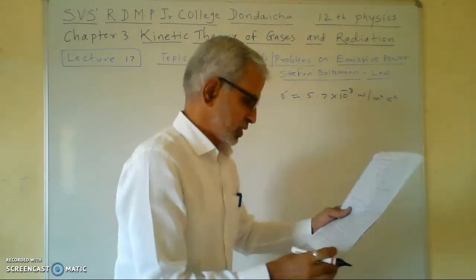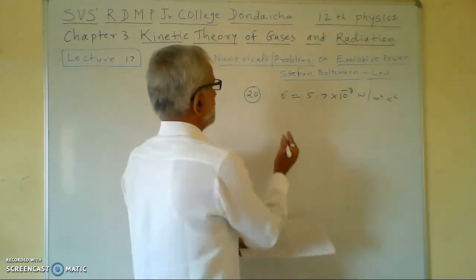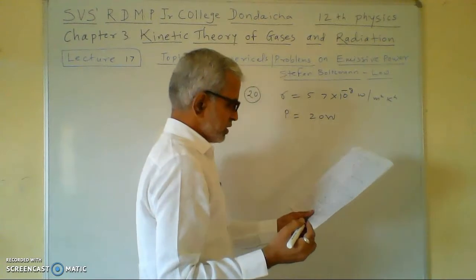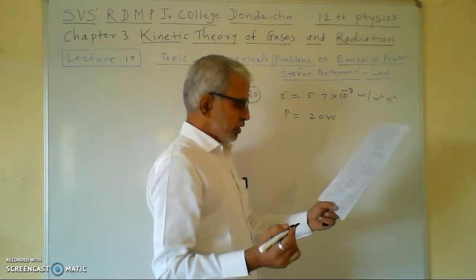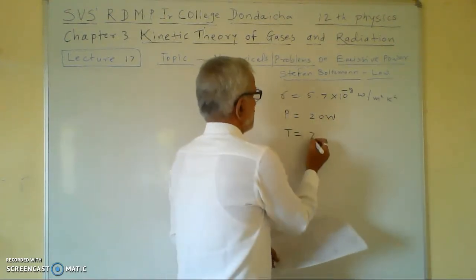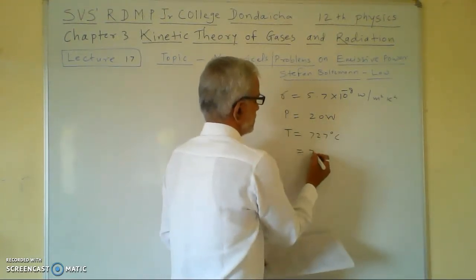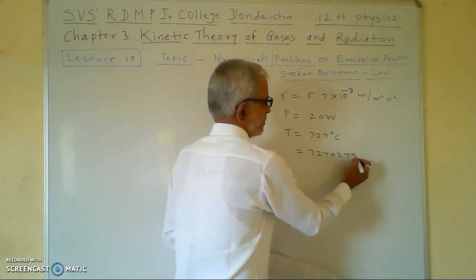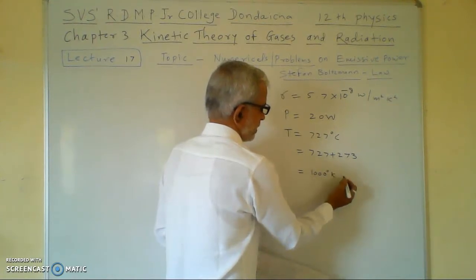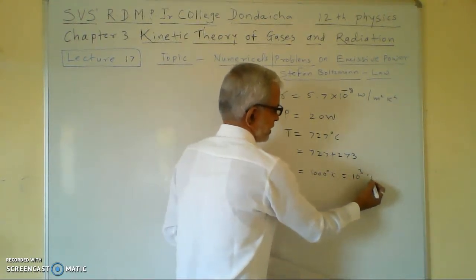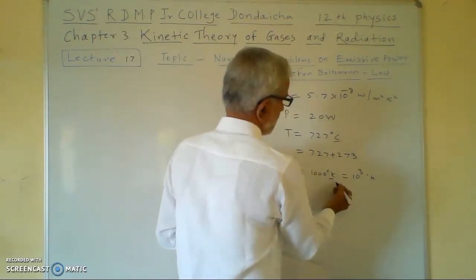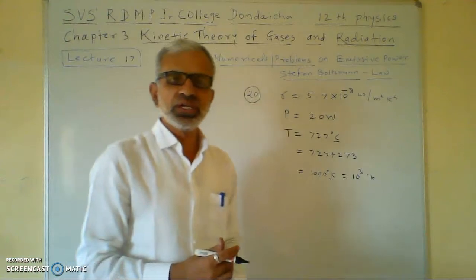We take that value. Then power P is 20 watt. We are given temperature T, which is 727 degrees Celsius. So this is 727 plus 273, which will be 1000 degree Kelvin. It is 10 raised to 3 degree Kelvin. So convert degree Celsius into degree Kelvin by adding 273.